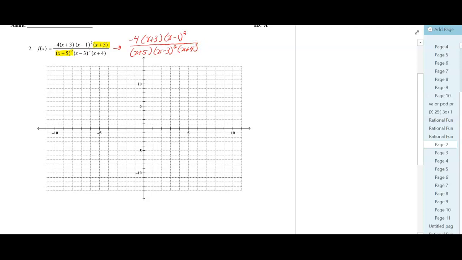Since there is still an x plus 5 in the denominator, there is a vertical asymptote at x equals negative 5. So the vertical asymptotes for this problem are going to be x equals negative 5, x equals 3, and x equals negative 4.